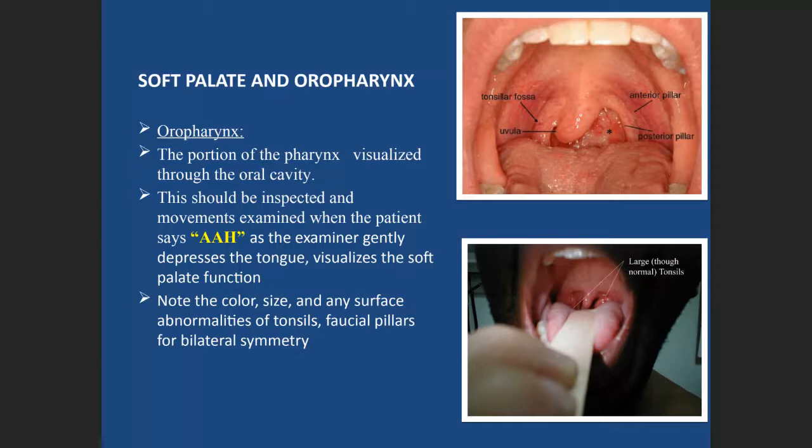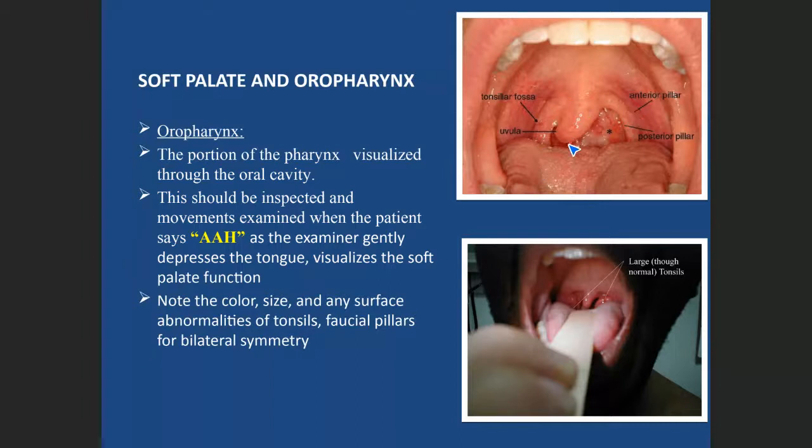Next is examination of the soft palate and oropharynx. Oropharynx is the portion of the pharynx which is visualized in the oral cavity. This area is the oropharynx. This should be inspected and movements are examined when the patient says ah. So how do you do this? You ask the patient to open the mouth widely and depress the patient's tongue with the help of a tongue depressor or your mouth mirror, and then ask the patient to say ah. When the patient says ah and you depress the tongue, you will see all these areas.